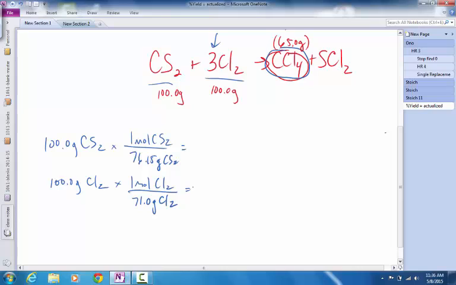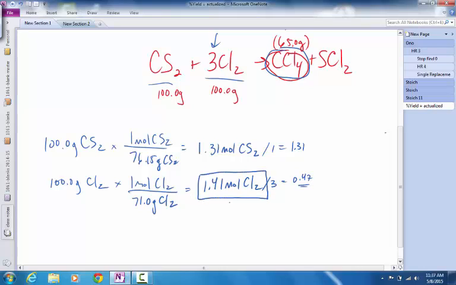Okay, and when you do that, 100 divided by 76.15, you get 1.31 moles, and 100 divided by 71 would be 1.41 moles. Now, don't forget to do that important second step, dividing by our coefficients, dividing by 1, divided by 3. This is going to stay the same at 1.31. This is going to go to a much smaller number, 0.47. So that's smaller, right? Box moles of limiting reactant.